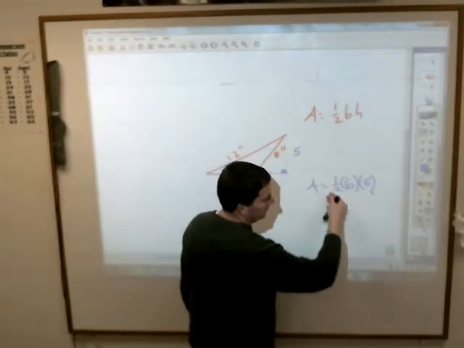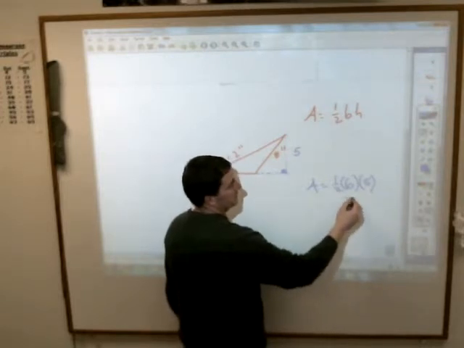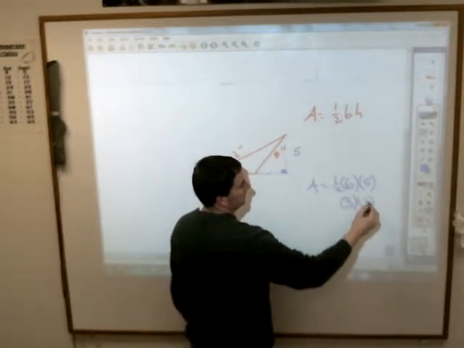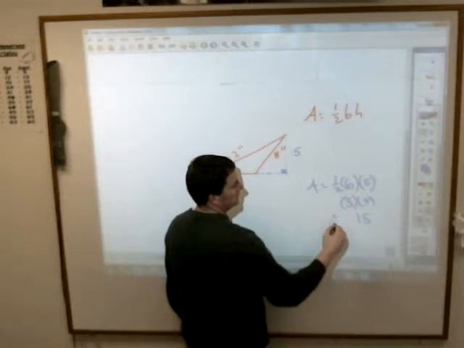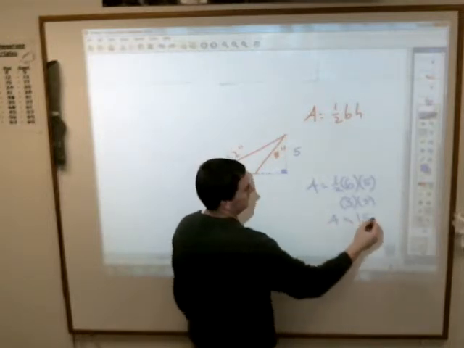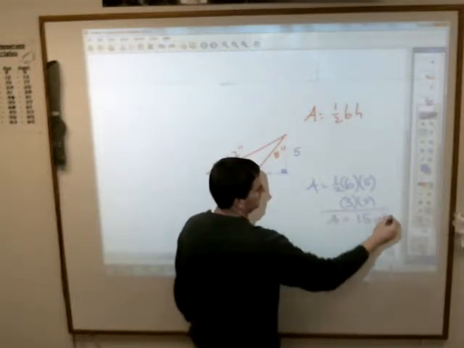And again, doesn't matter the order you do this. I take half of 6 and get 3. And then 3 times 5. The area of this triangle is 15 inches squared.